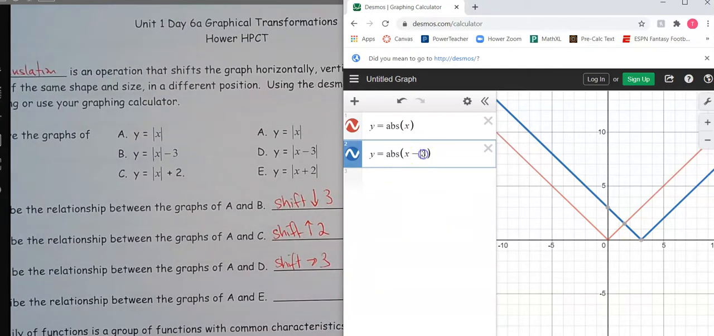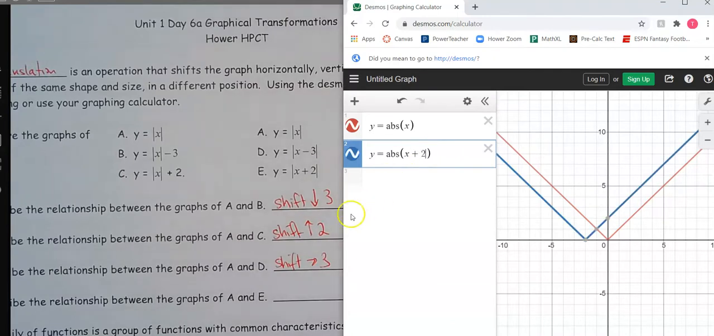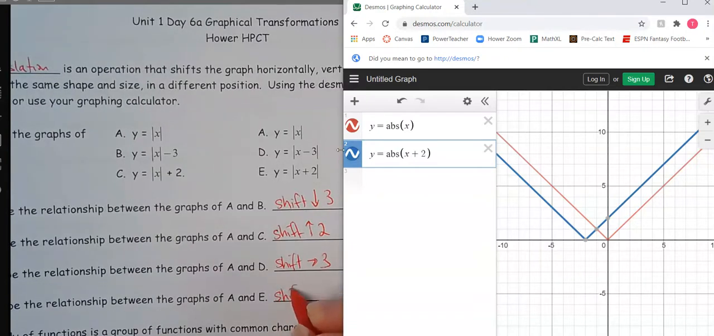I'm going to go back and change this to a +2. Again, turn this off. Here's the original, here's E. It's 2 units to the left. So shift left 2 units.